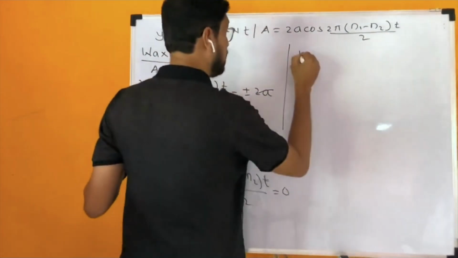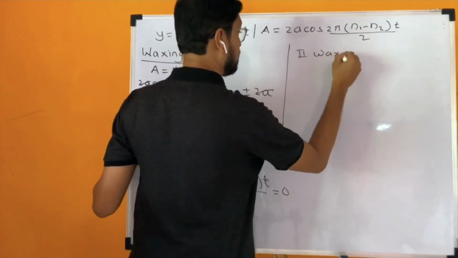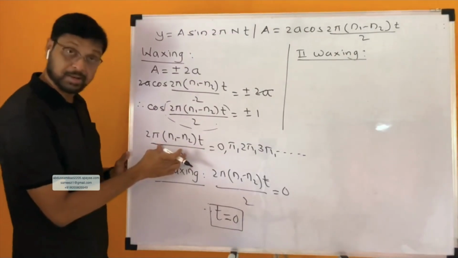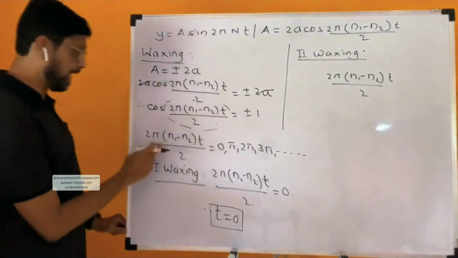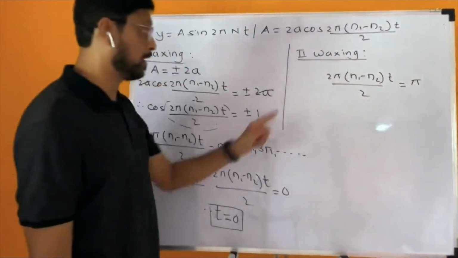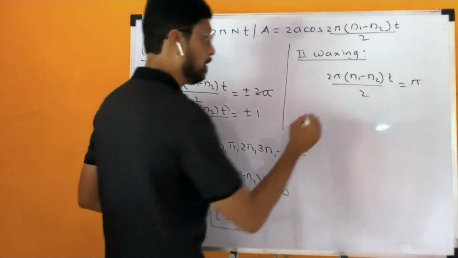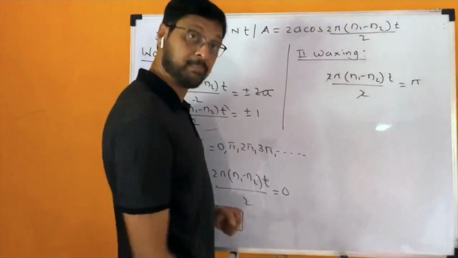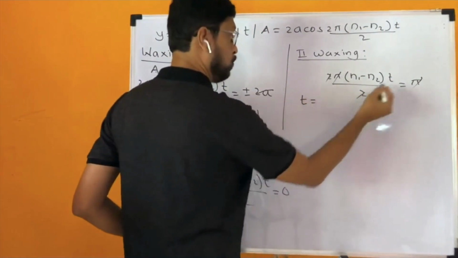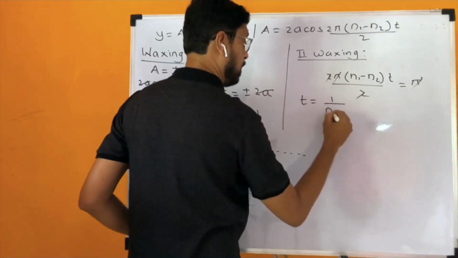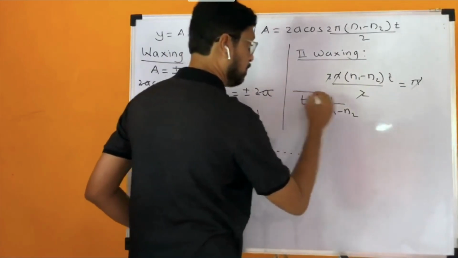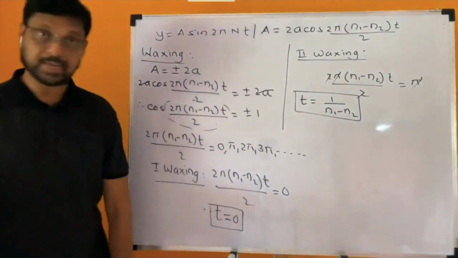Then second waxing will occur when this angle is equal to pi. This angle is equal to how much? Pi. Second waxing will occur when this angle is equal to pi. This 2 gets cancelled. Pi gets cancelled. Means t is equal to how much? 1 upon (n1 minus n2). ये उस तरफ गया. t is equal to 1 upon (n1 minus n2).